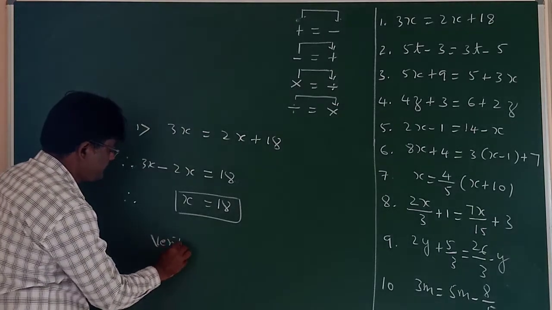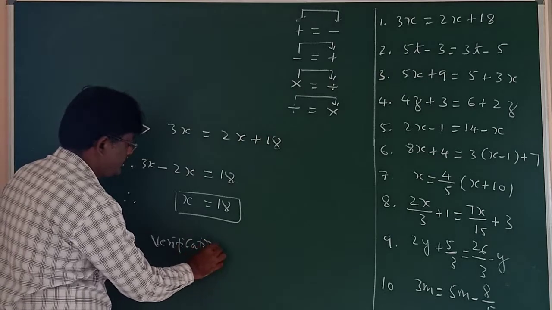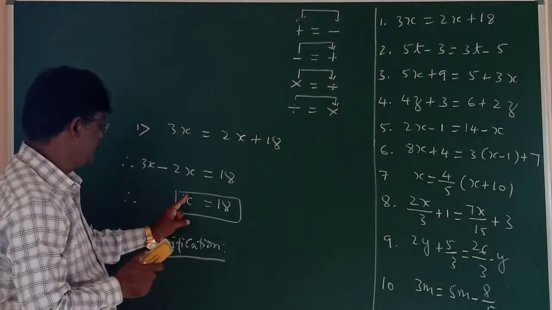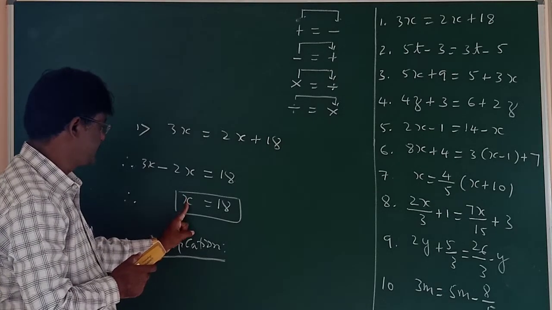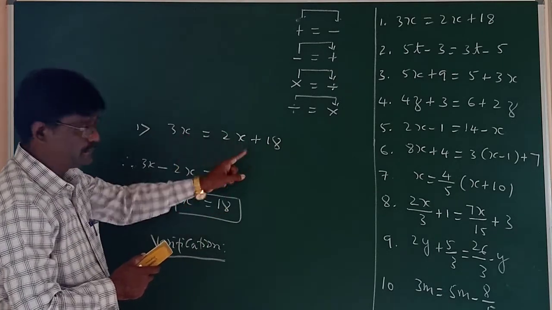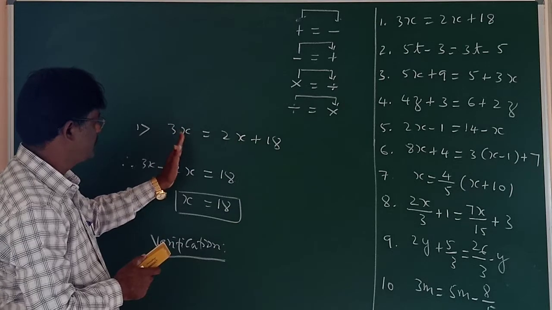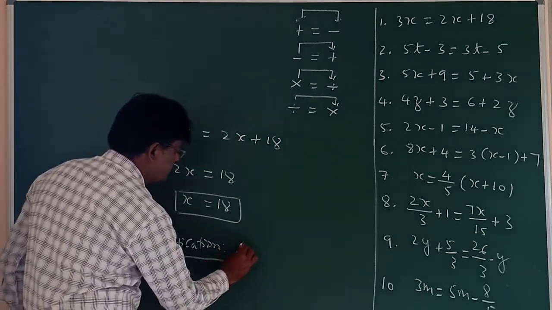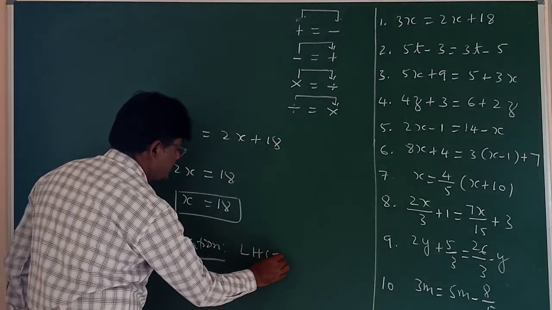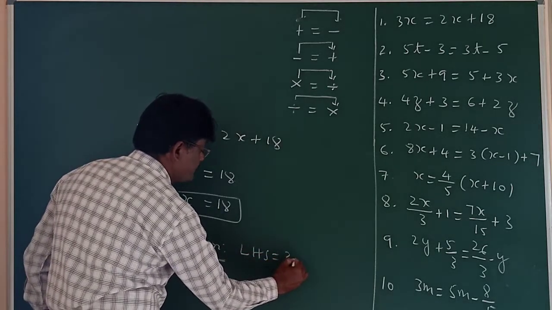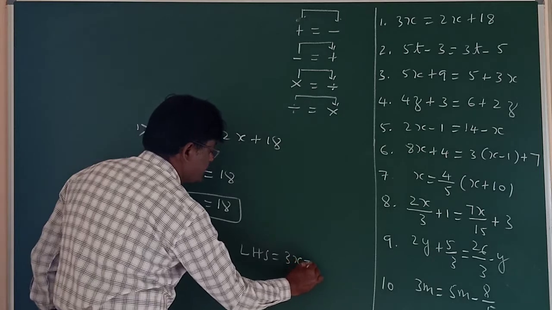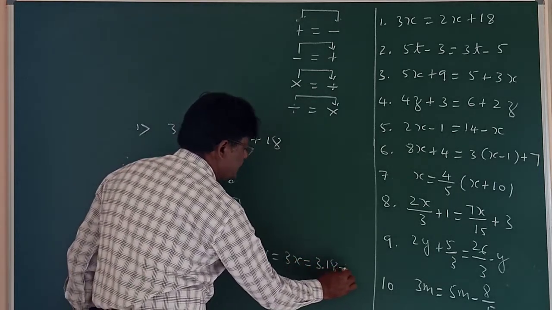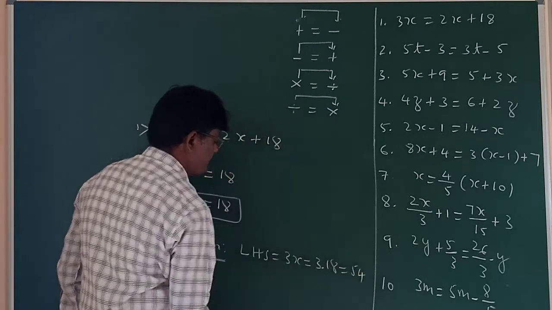Verification. How to verify? Substitute the value of x in the given equation so that we should get LHS and RHS. Therefore, verification can be done like this. LHS equal to 3x. 3 into x is 18. 3 18s are 54.